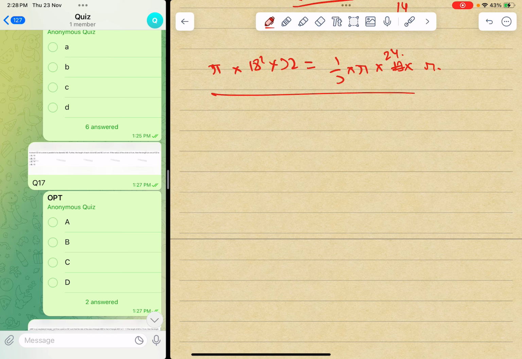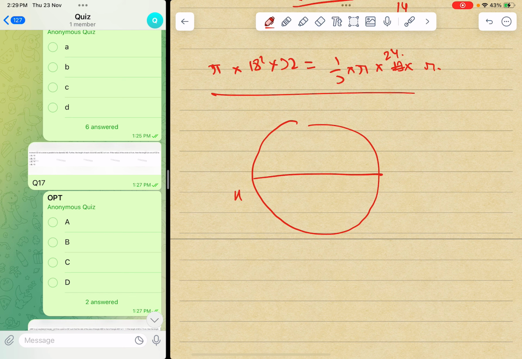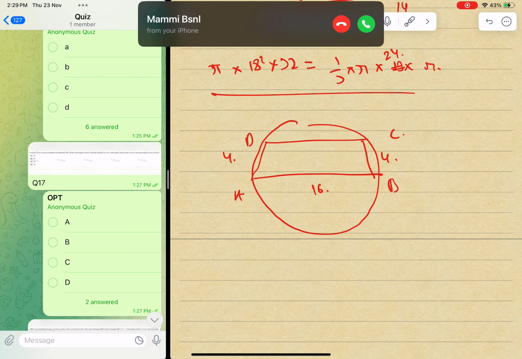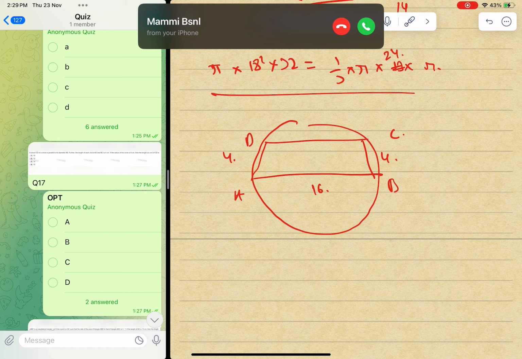A chord CD of a circle is parallel to the diameter AB. Further, the length of each chord AD and BC is 4. That's very obvious, ABCD. Okay, AD and BC is 4. If the radius of the circle is 8, this complete diameter is 16. We have to find the length of CD.